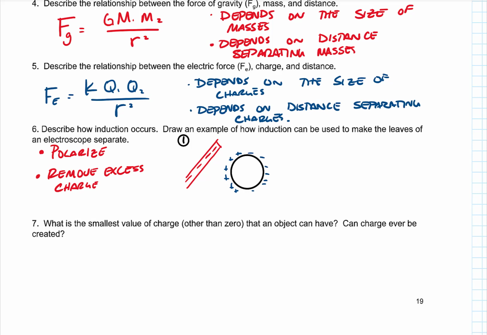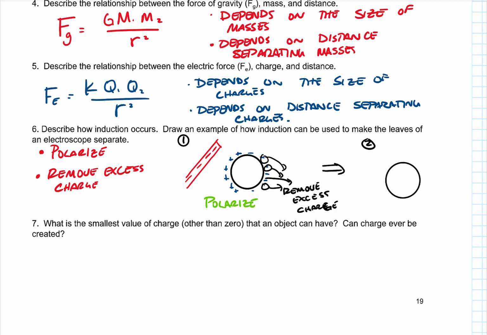All the negative charges go away. So here is our polarized step. So while it's polarized, what we want to do is to remove some of that excess charge. So some of those negative charges are going to go away. And that brings us to step 2. Once we remove those excess charges, all the positive charges are still there. But we have fewer negative charges. So this thing is left positively charged, because it has more positive charges than negative charges.